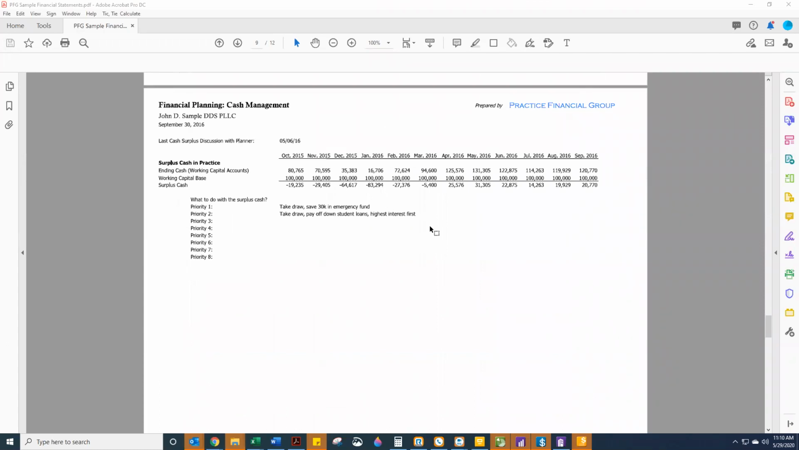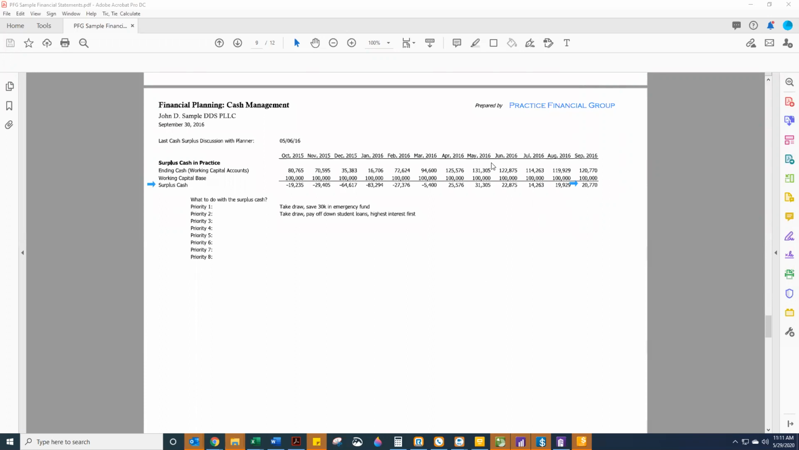Okay, this page is extremely important. Remember how I said your operating income number is one of the most important numbers on the financial statements? Well, here's the absolute most important number. This surplus cash number. We're going to talk a lot more in depth about this on our financial planning consult meeting, which is the last piece of the onboarding process.